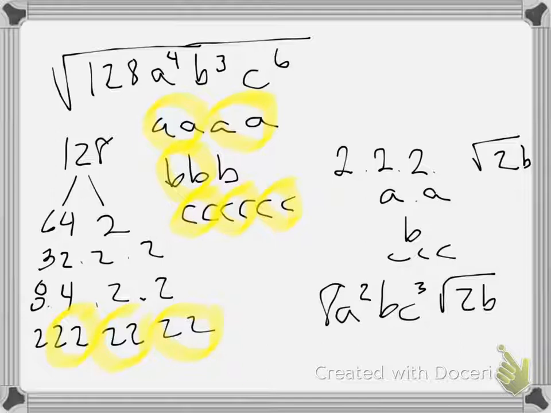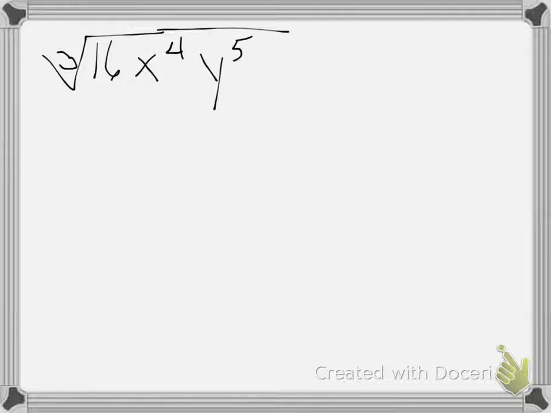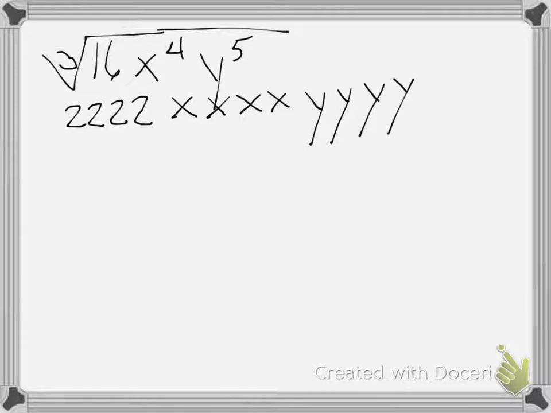and do not forget what stayed inside the radical. If the problem, instead of being square root, is cube root of 16 x to the fourth y to the fifth, this is the case in which separating everything might be a little bit easier. So what makes 16? No, 4 times 4 is not necessary because we need a cube root, so I need 3 of each. 2 times 2 times 2 times 2. X, X, X, X, and you say it's long, but I want you to see the process.